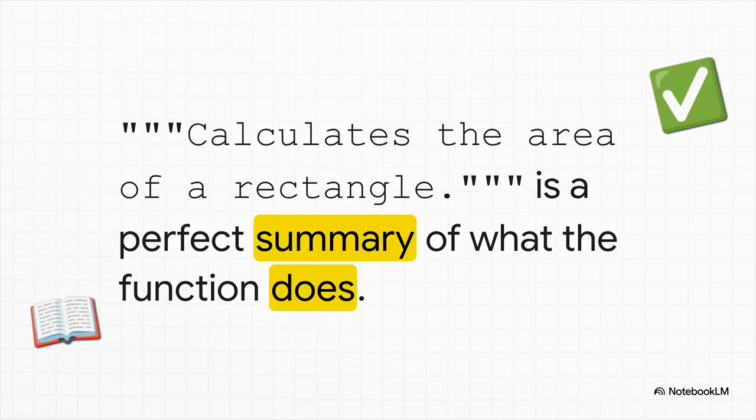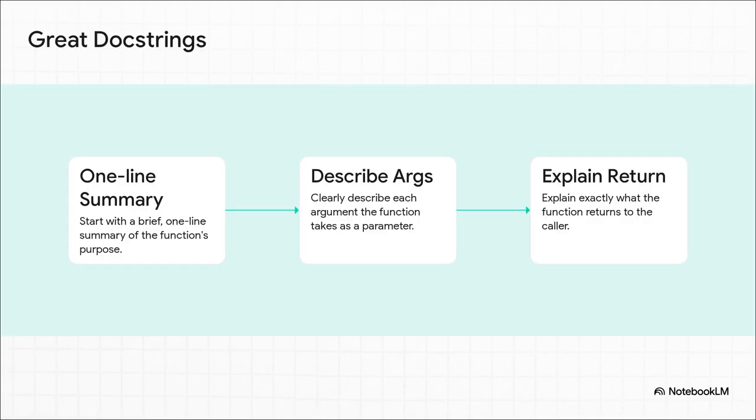And this is just a perfect example. We've got our function calculate_area, and right there on the very next line is our docstring. "Calculates the area of a rectangle." It's a short, sweet summary of what this function does. Now, any developer who uses this function can immediately understand its purpose without having to read a single line of the actual logic. But to write a really great docstring, you follow a simple structure.